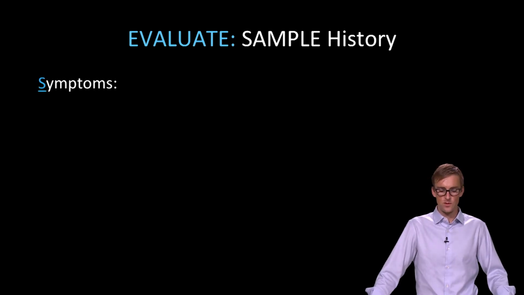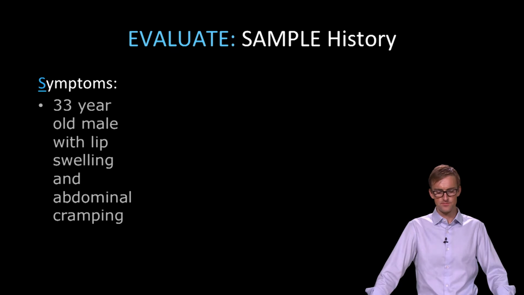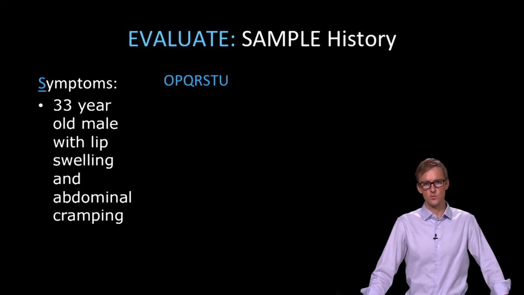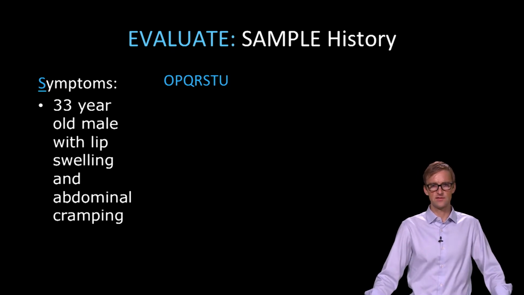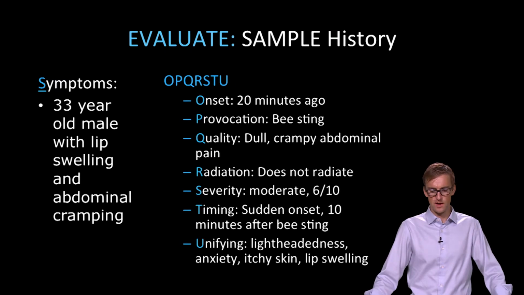So for him, we understand that his symptoms involve lip swelling and abdominal cramping. In order to understand a little bit more about these symptoms, we can delve into the details using the OPQRSTU mnemonic. As you've learned in our prior lectures, those stand for onset, and for him, he describes the onset as about 20 minutes ago.